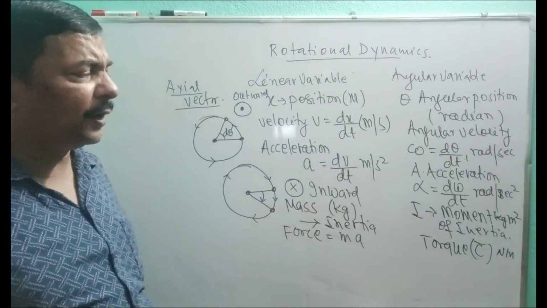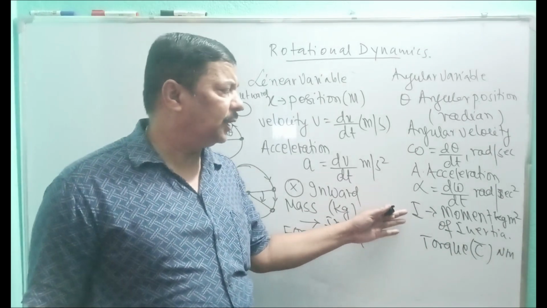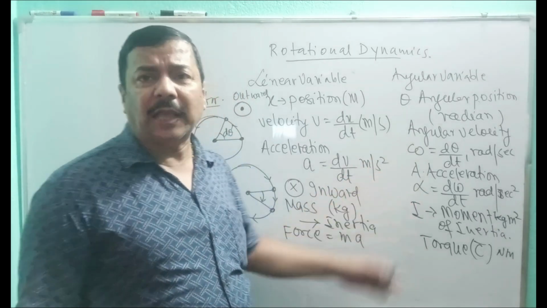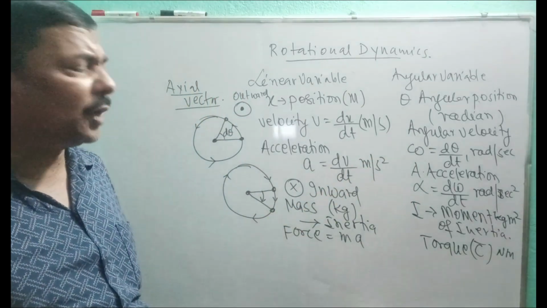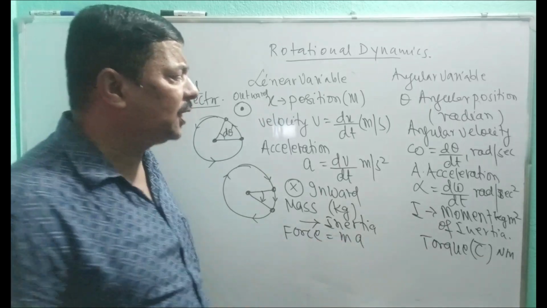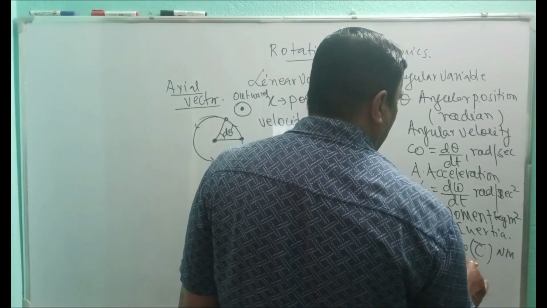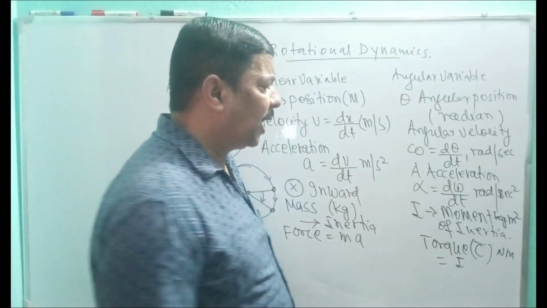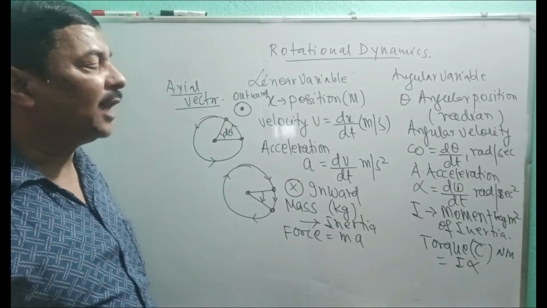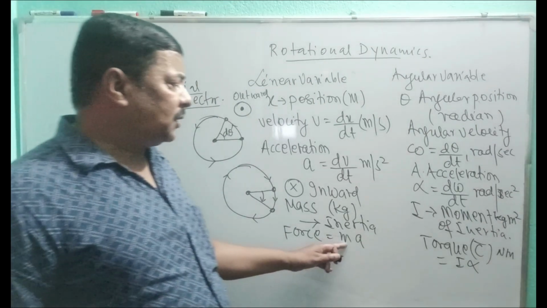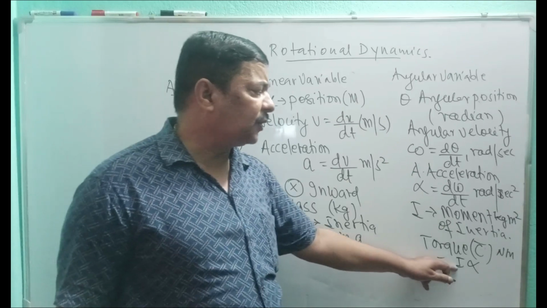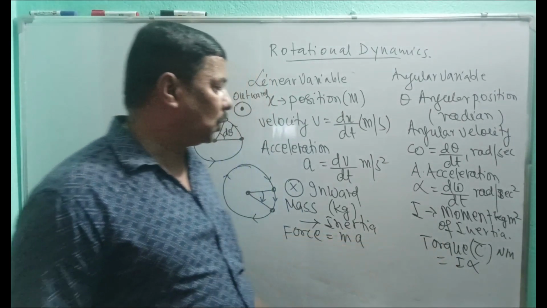So torque is a different quantity that we will understand in a better and more detailed manner in this rotation chapter. Here for force it is mass into acceleration, so mass should be replaced by moment of inertia, and acceleration should be replaced by angular acceleration. So in translation motion, mass into acceleration gives force; in rotation, moment of inertia into angular acceleration will give you torque.